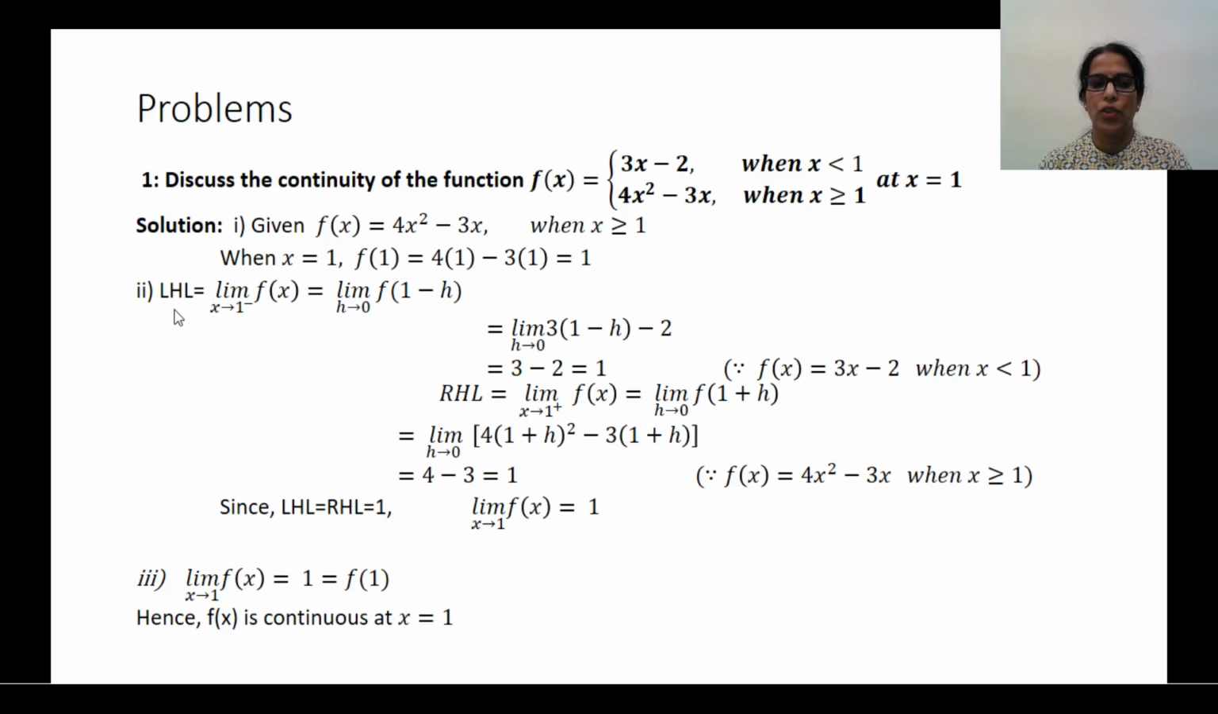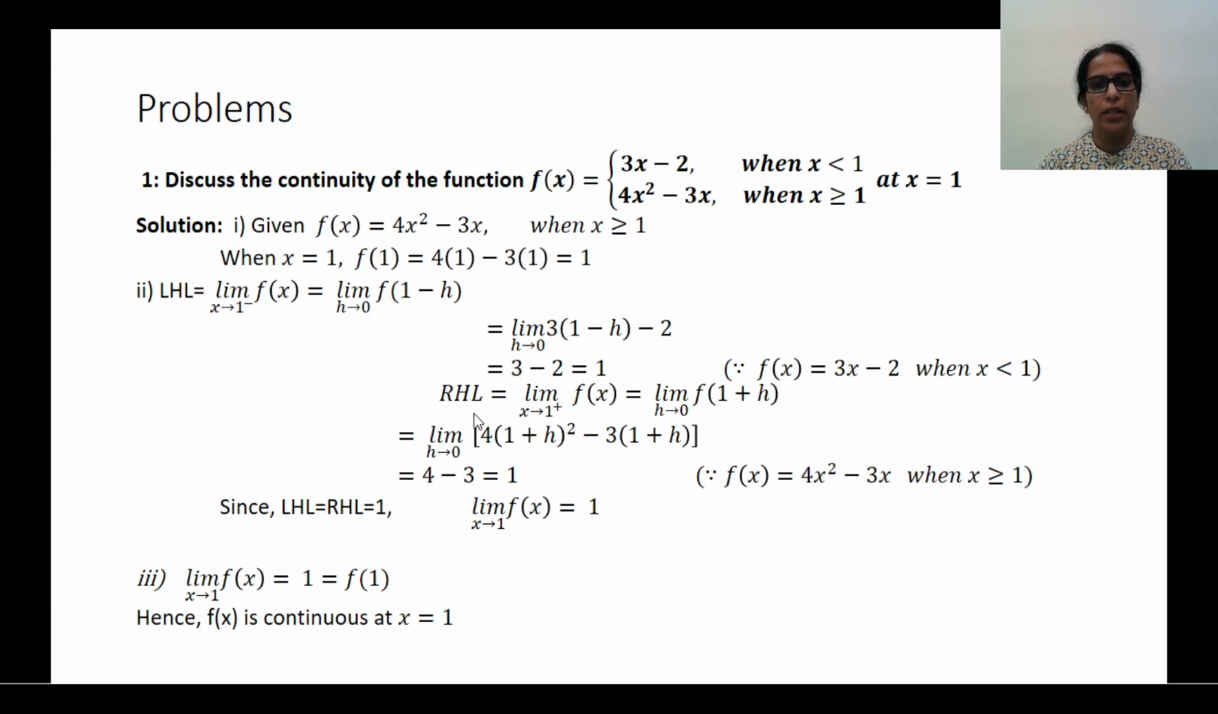The second condition, find the left hand limit, that is limit x tends to 1 minus, that means x is less than 1. We'll consider this function 3x minus 2. Here in this case replace x by 1 minus h. You will have limit h tends to 0 of 3 into 1 minus h minus 2. Now apply the limit. You will get the value as 1.